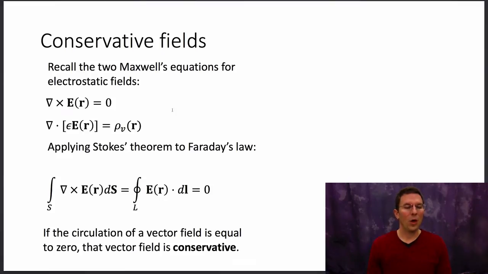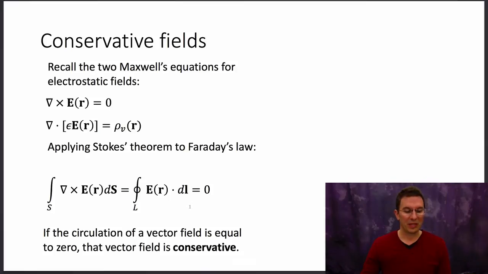Let's start with Faraday's law, and we're going to apply Stokes' theorem to it. If you remember, Stokes' theorem says that the curl of a vector field integrated over an area is equal to the circulation of that vector field around the border surrounding that area. Because we have a 0 on the right-hand side of this equation, the circulation of the electric field is equal to 0.